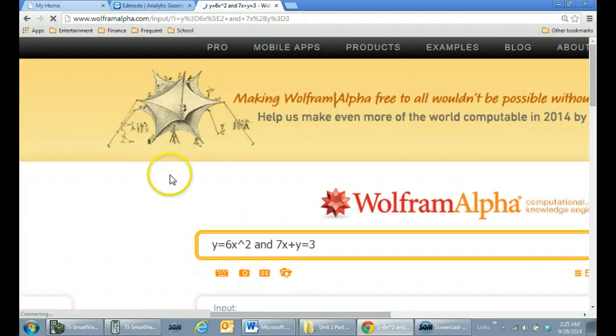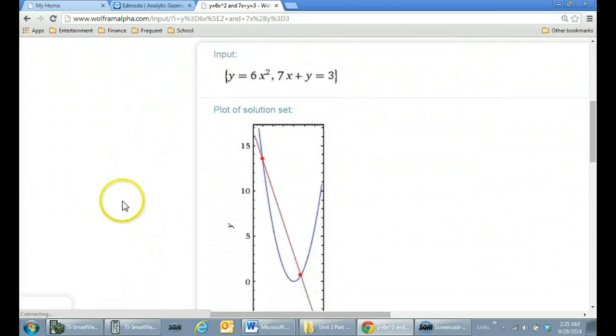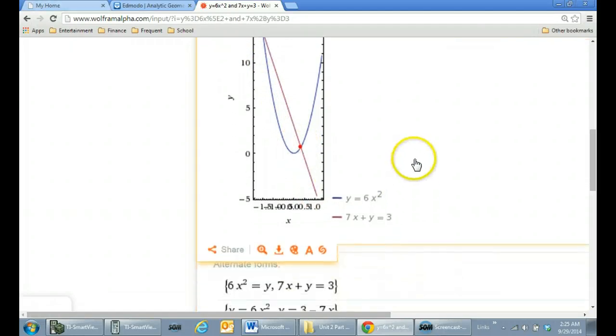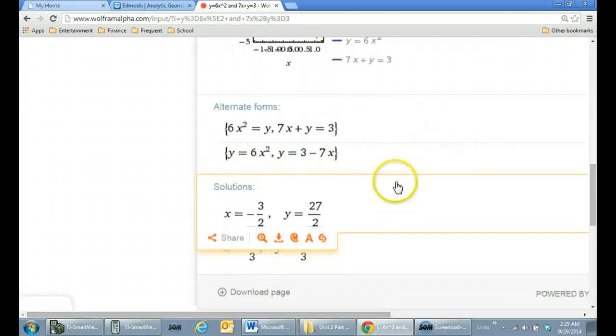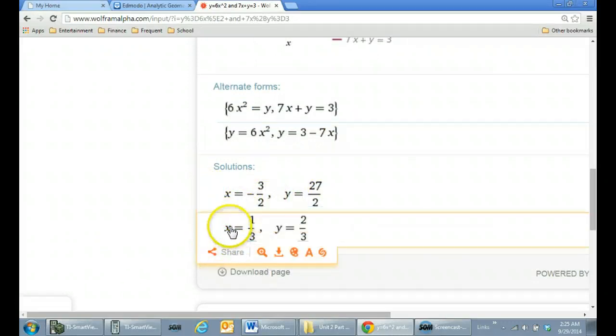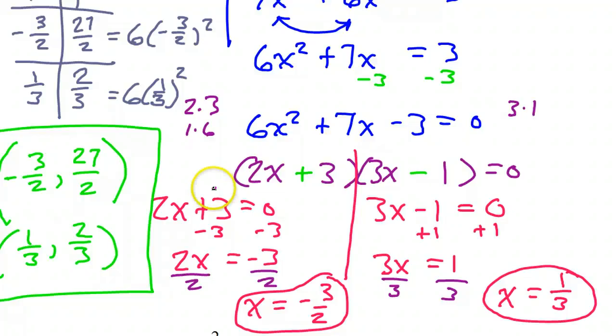Wolfram is thinking. Alright, is it done? Okay, this is what we've got. So you see our parabola and our line, and you can see the points of intersection, and let's just scroll down and see the actual solutions. Okay, see if they agree. Negative 3 over 2, 27 halves, 1/3, 2/3. Alright, so we nailed it.